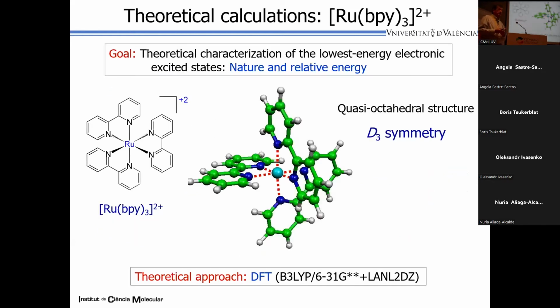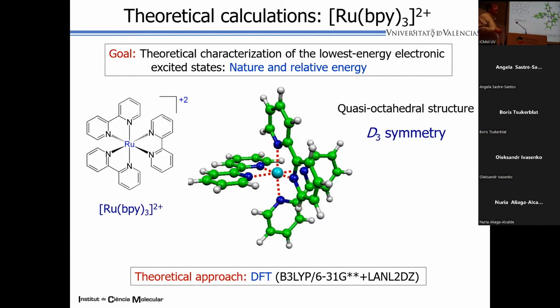We are a theoretical group, and our main goal is to characterize the lower energy electronically excited states that are playing a role in the device. That means to state the nature and also the relative energy of the different states. This is ruthenium tris-bipyridine.